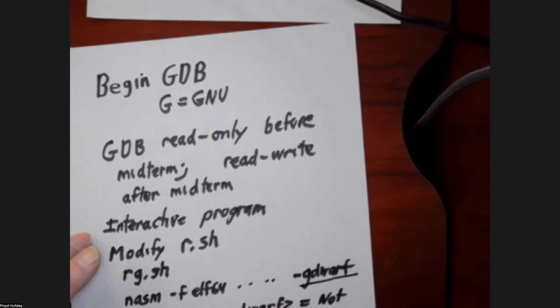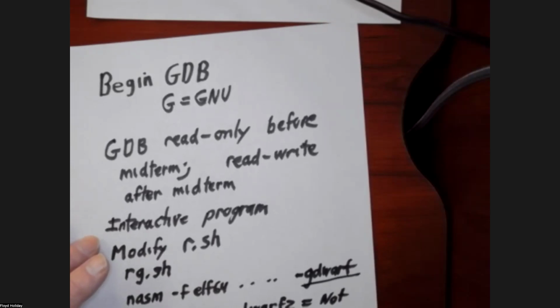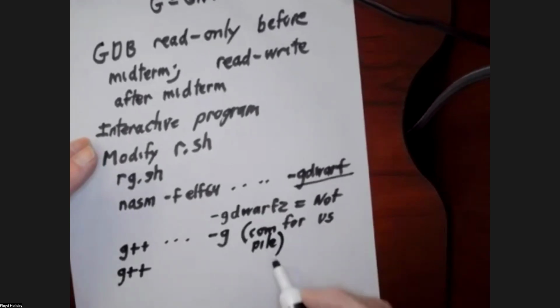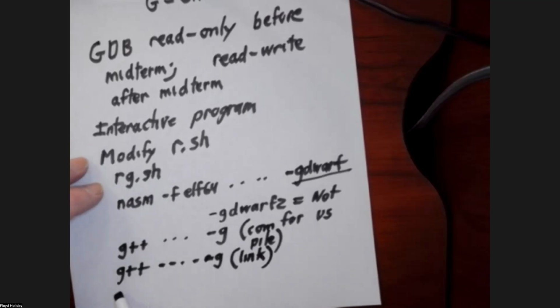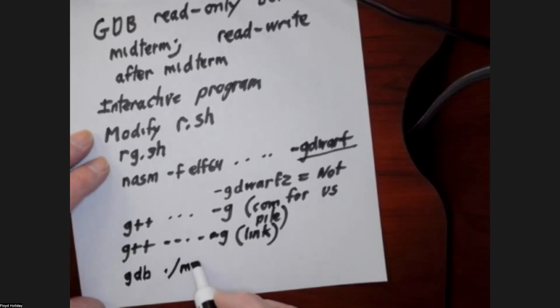Okay, then g++ statements, you attach a hyphen g on the end. This is compile. And for linking too, if you're linking, hyphen g. And one more modification. At the execution point, it is gdb space dot slash my executable.